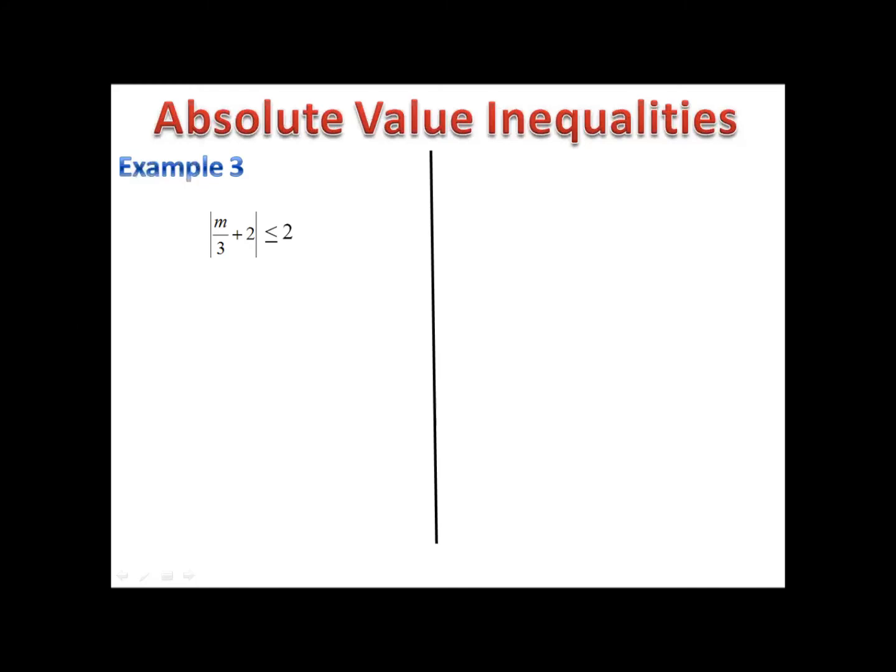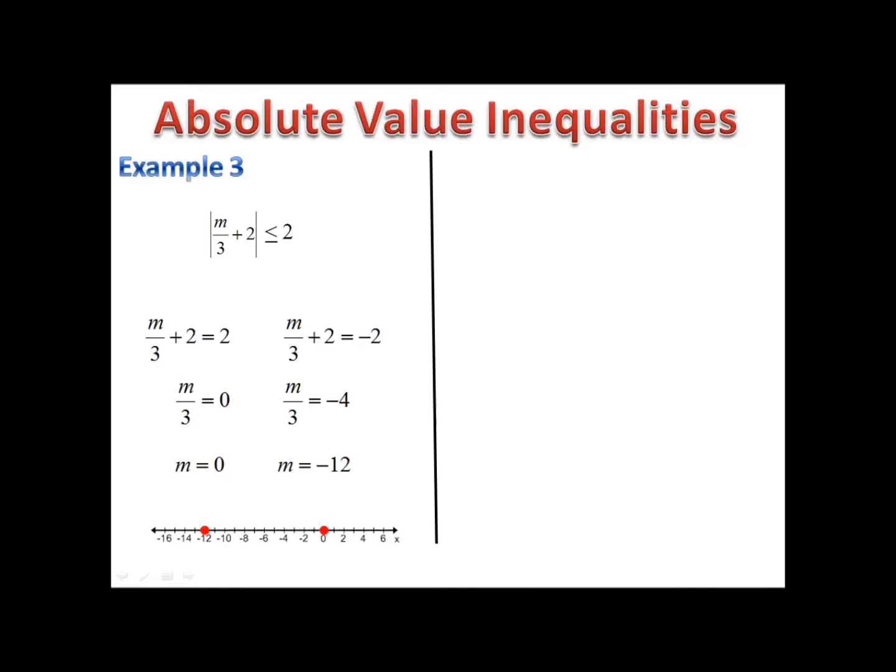Let's take a look. First thing I did was change it to an equation, and I wrote my two derived equations. I subtracted 2 from each side, and that left me with m over 3 equals 0, m over 3 equals -4. M is divided by 3, and the opposite of dividing is multiplication. Multiply both sides by 3, I get m equals 0, and m equals -12. Those are the points that I plot on the number line.